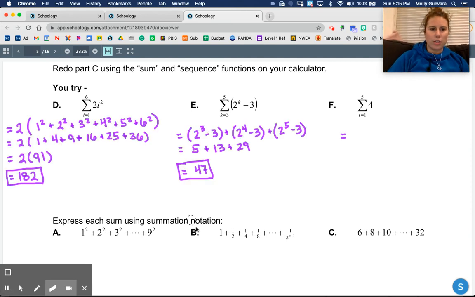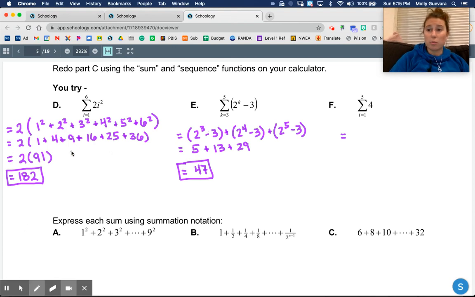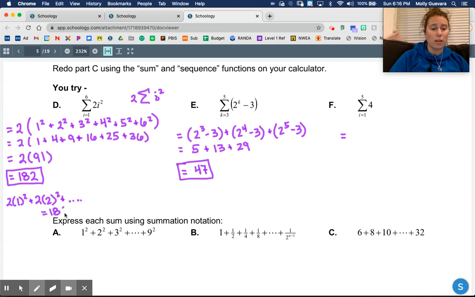Okay, so let's check our work for these first 2. I tried to do them like, I did the first one, D, using the property that I can take this 2 out, right? So I did 2 and then the summation of I squared. So here's the 2, and then I did 1 squared, 2 squared, all the way up to 6 squared. Found the sum of that, which was 91, and then just multiplied by 2. If you did it the other way, right, where you did 2 times 1 squared plus 2 times 2 squared, and so on, you should have still gotten 182. So either way, you get to the answer, okay?